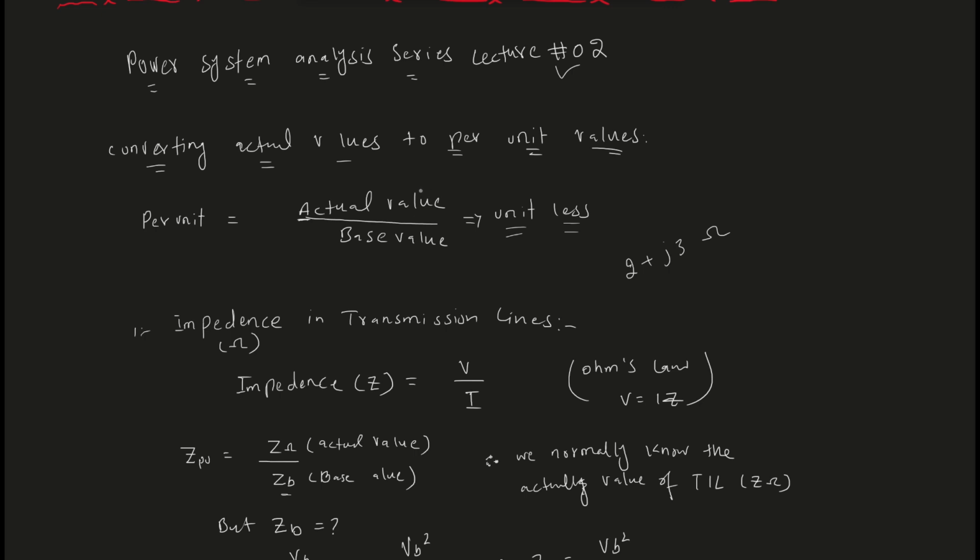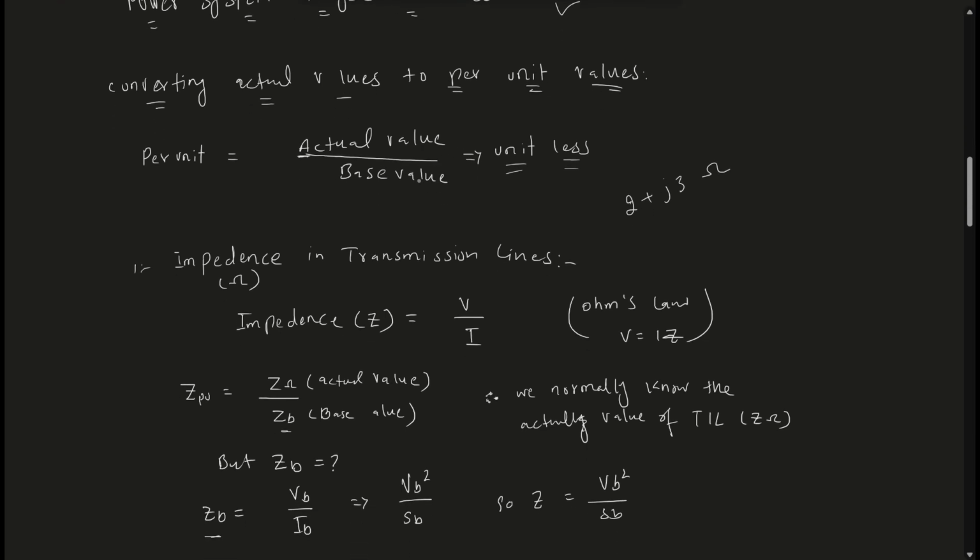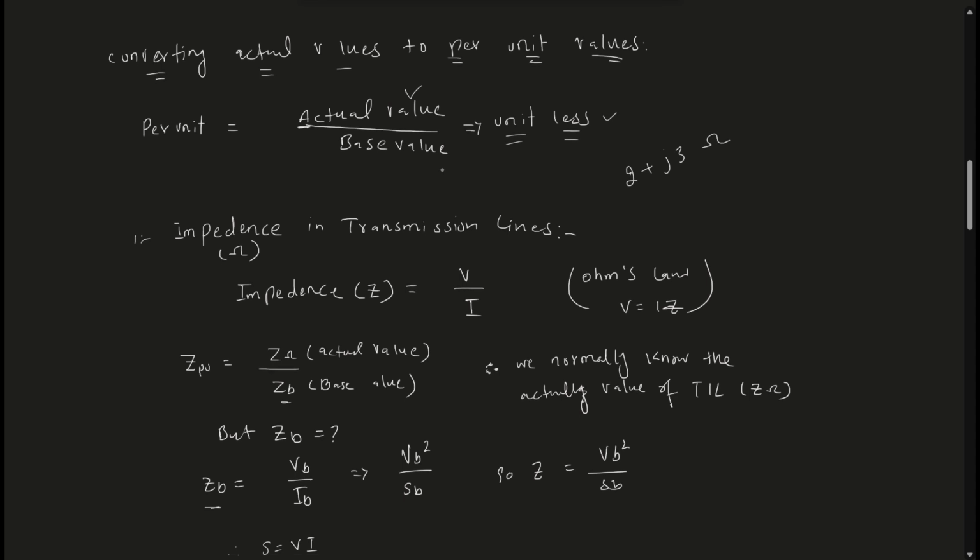Today we will look at some examples and equations that are commonly used in the per unit system to solve numerical problems. As we already know, the per unit value is simply the actual value divided by the base value, and remember the per unit value is always unitless because the unit cancels out. So now, in power system studies we usually convert different parameters into per unit values, but the problem is the impedance of a transmission line cannot be directly converted into per unit using the same formula of actual by base.